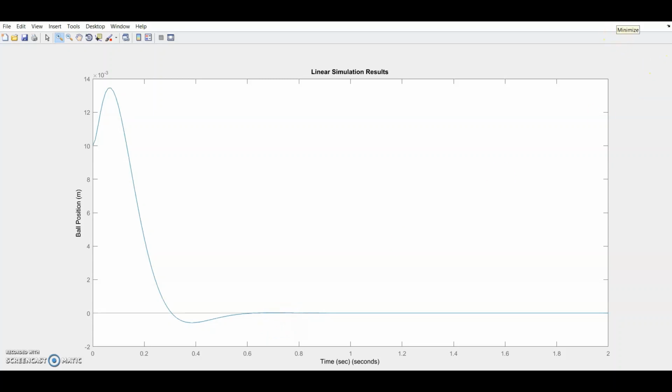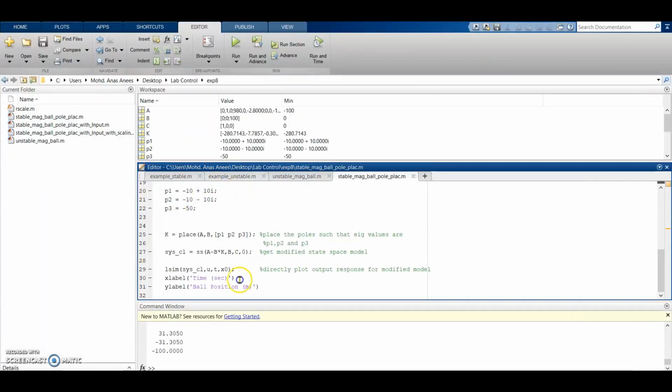Now let us plot the output when poles are placed at some other location. So I am changing the pole location to -30, that is I am making it more stable. -30 here and -30 here. So minus 30 plus 10i and minus 30 minus 10i.